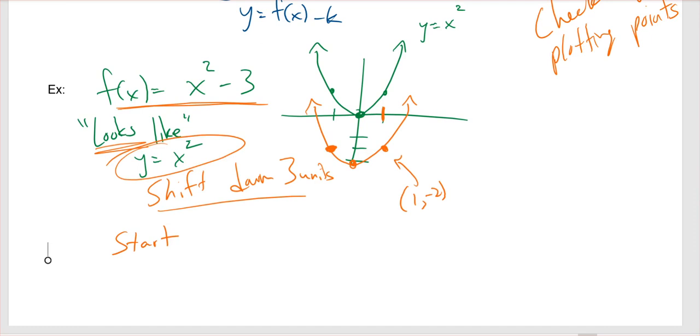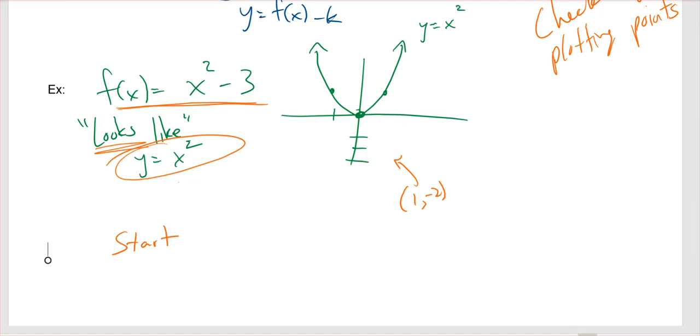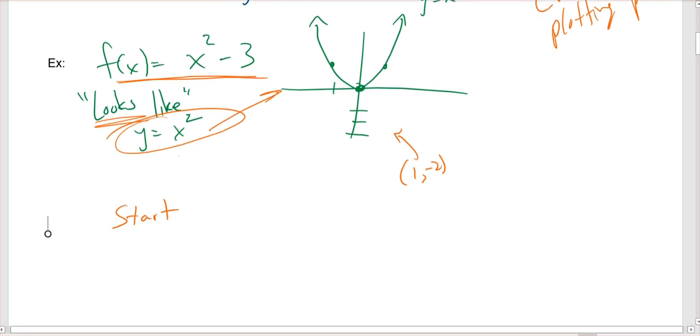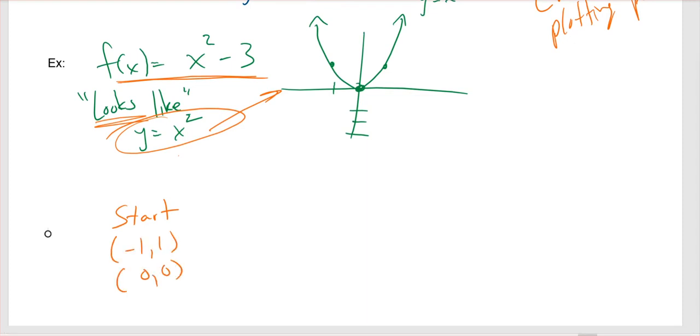So I know that, I'm going to start with, let me get rid of this. So I'm going to start with our graph of the original, what it looks like, right? So I start with these 3 points. I know that those are there. So I know that negative 1, 1 is there. I know that 0, 0 is there. I know that 1, 1 is there.